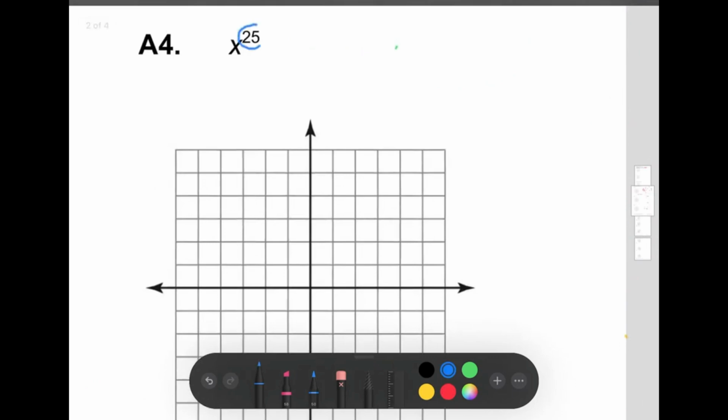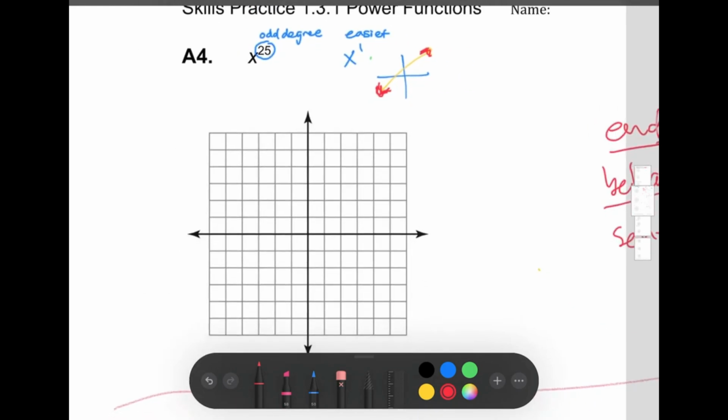If you circle the exponent, this is an odd degree. Degree is another word for exponent. Well, what's the easiest odd one, do you know? That would be x to the first. How does x to the first help us? You have a graph that's a line, and basically these arrows, notice how it's bottom left, top right. Watch this, bottom left, top right.